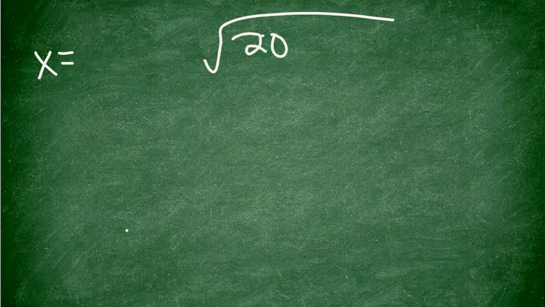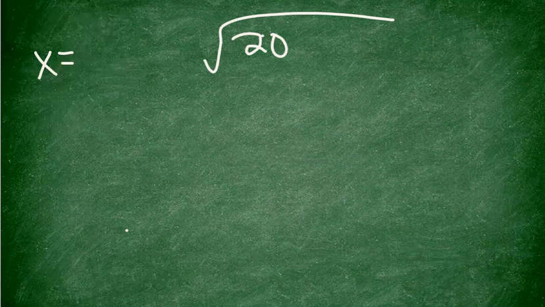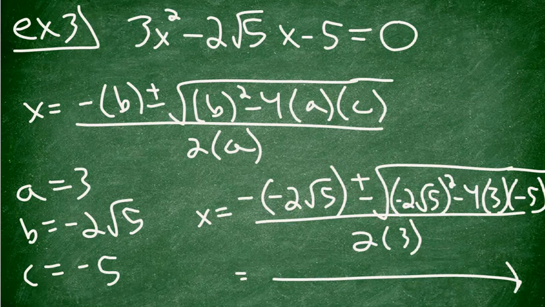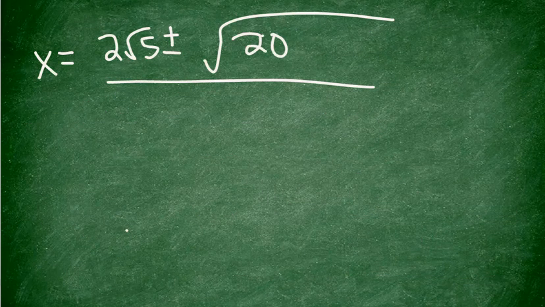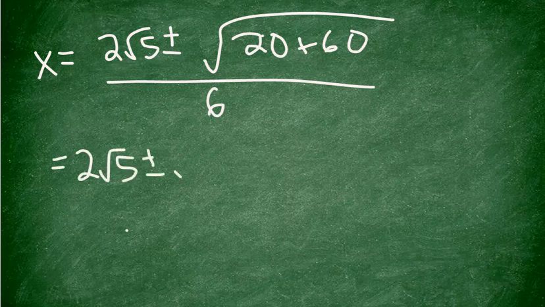In addition to that 20, the negative negative 2 root 5 becomes a positive, right? Okay, and then we have minus 4 times 3 times negative 5. So that turns out to be 60. So positive 60, all over 2 times 3. Sorry for switching back and forth there, but I want to make sure I get it written down right. Okay, and now we're just going to simplify some of this. So 20 plus 60 is 80.